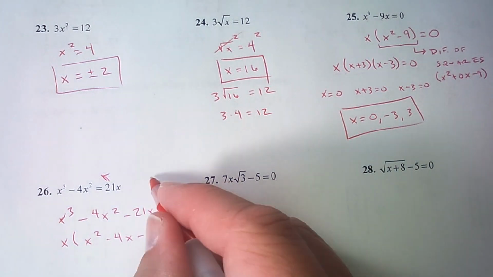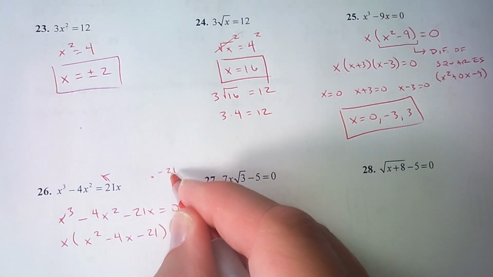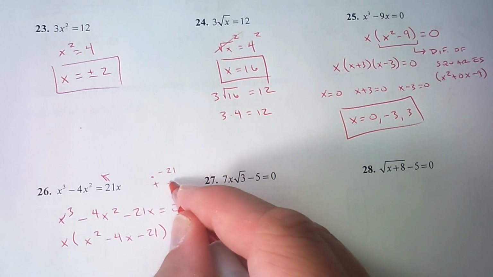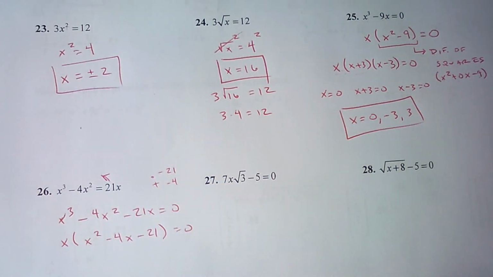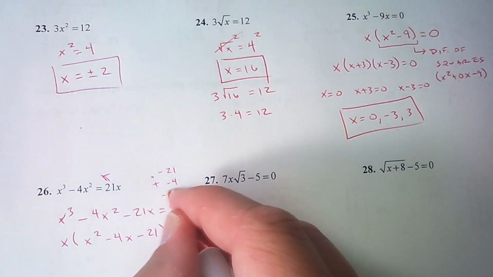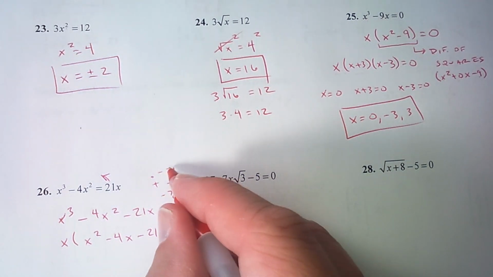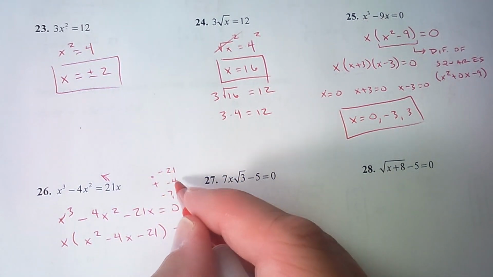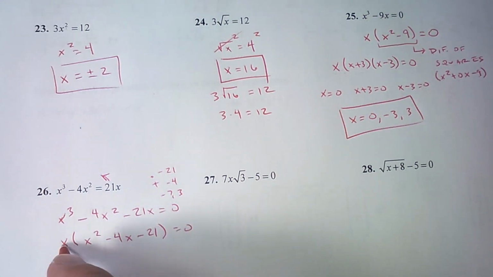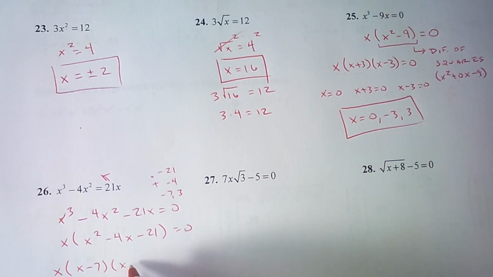Now, what two numbers multiply to make negative 21 and add up to negative 4? I think those numbers are going to be negative 7 and positive 3. Negative 7 times 3 is negative 21. Negative 7 plus 3 is negative 4. So I still have my x in front, and then I have x minus 7 times x plus 3 equals 0.